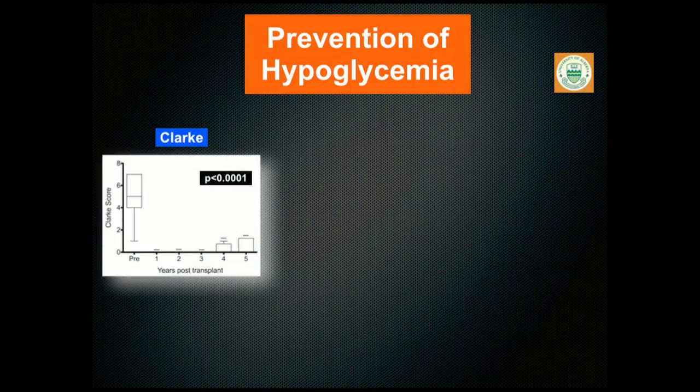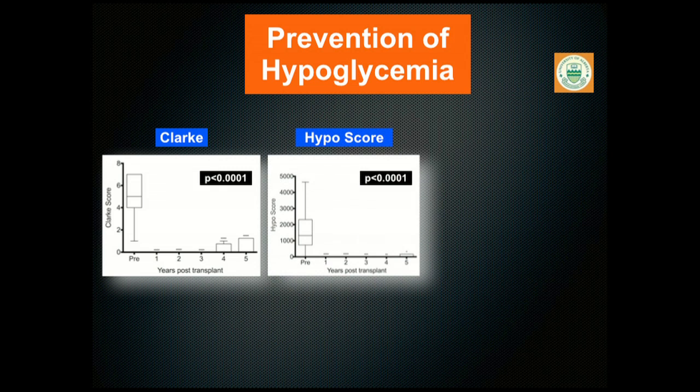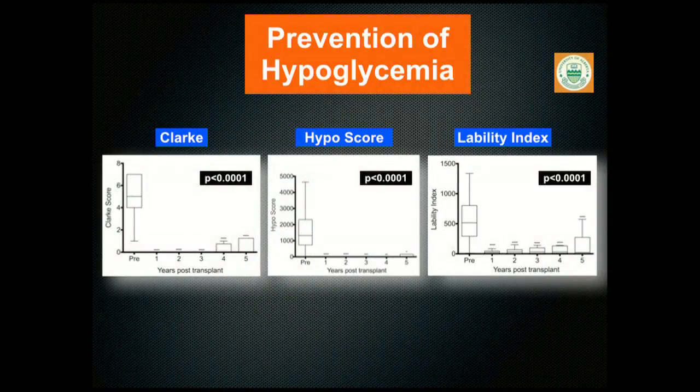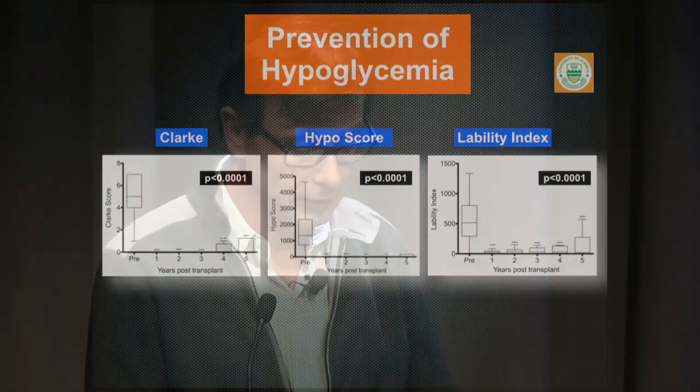And these graphs show you the different measures that we use beforehand. You see the patients have a sky-high risk of hypoglycemia. On this score, it's about 5 on that score. On the hypo score, it's around 1200. And afterwards, you can see it's almost undetectable over the course of time. So patients are completely protected, so long as the cells continue to function, from hypoglycemia and swings in blood sugar. So this is a very effective treatment for controlling blood sugar.